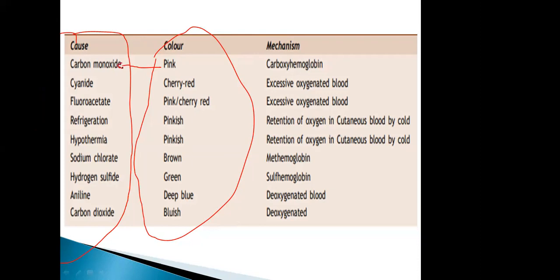Pink discoloration is seen in carbon monoxide poisoning. Cherry red is seen in cyanide poisoning. Pinkish discoloration is seen in three conditions: fluoroacetate, refrigeration and hypothermia. Brownish discoloration is seen in sodium chloride poisoning. Green discoloration is seen in hydrogen sulfide poisoning. Deep blue is seen in aniline poisoning. Bluish discoloration is seen in carbon dioxide poisoning. So these colors and causes are very important. The mechanism is not much important, but you should know which color is seen in which type of poison.